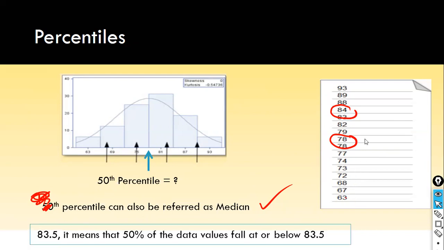So here, just beneath this, if you need to find the median, the 25th percentile is 73 plus 72, okay? And here 84 plus 83 gives 83.5. It means that 75% of the data values fall at or below 83.5. That is how you need to interpret the 75th percentile.